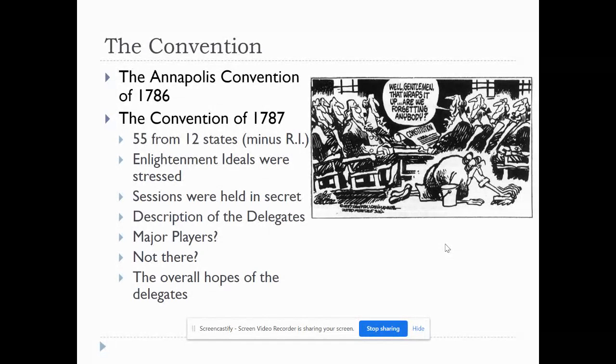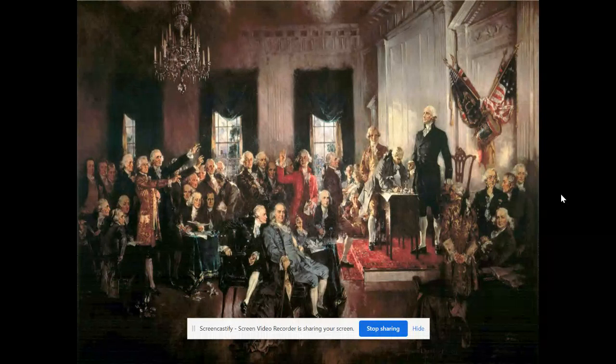But this is, again, your example of if you're going to show up to a convention, you need to show up like Madison. Madison shows up with a blueprint on everything. He shows up with a plan. And because he shows up with a plan and he's prepared, he gets his way more than anybody else.